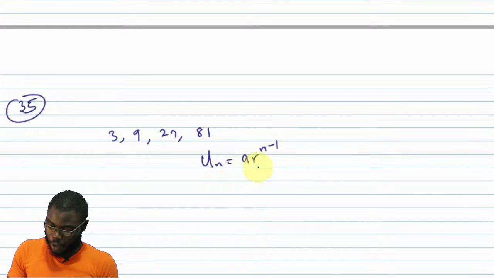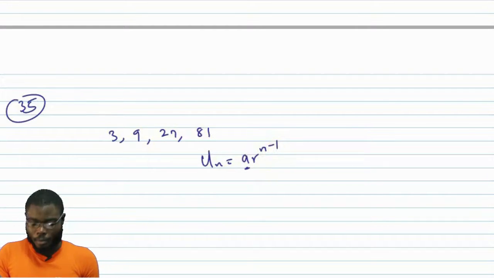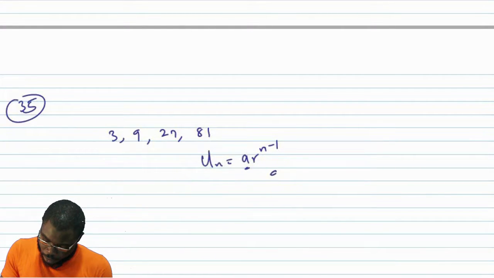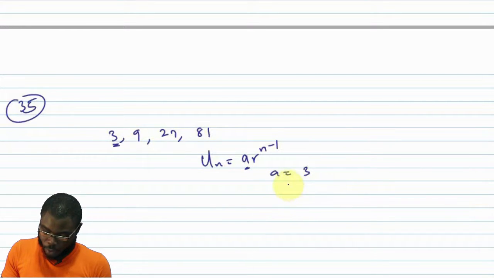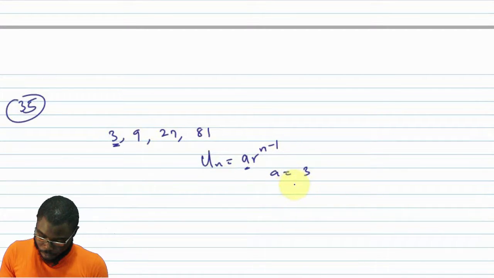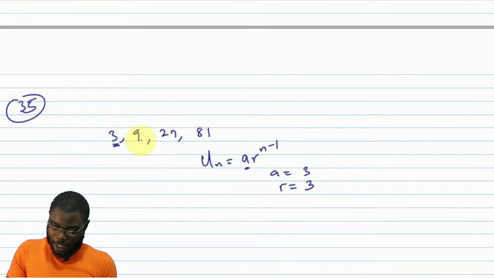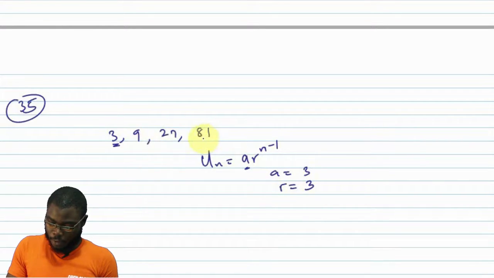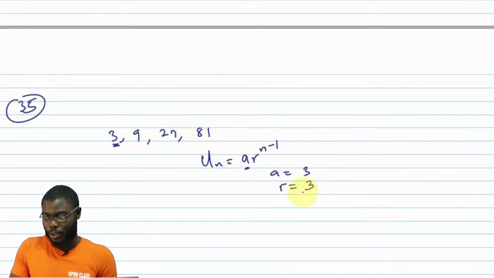Un, that's your nth term, equals a, where a is the first term of the progression, and r is the common ratio. The first term here is 3, and the common ratio is 3, because 9 divided by 3 will give you 3, 27 divided by 9 will give you 3, 81 divided by 27 will give you 3. 3 times 3 gives 9, 9 times 3 gives 27. So the common ratio is 3.